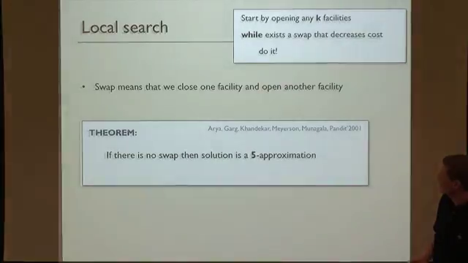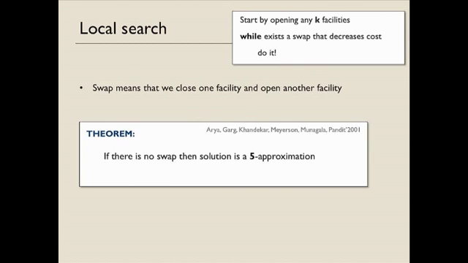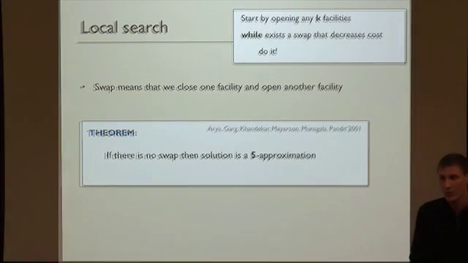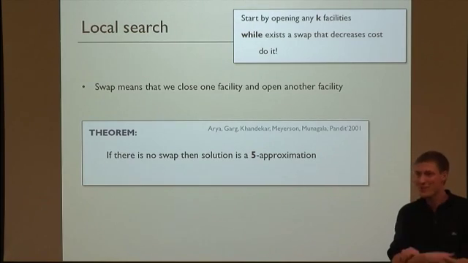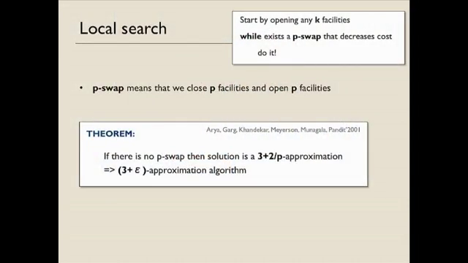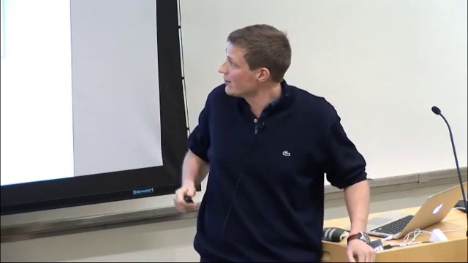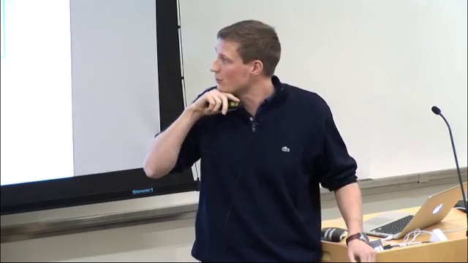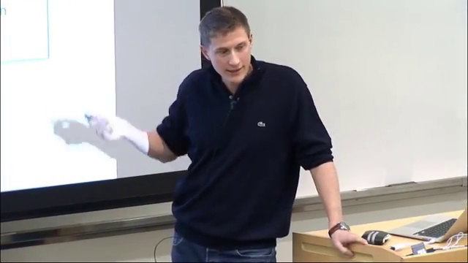And this actually gives you a 5-approximation algorithm. This was proved by Arya et al. in 2001. Now if you have a swap, the next thing you would do is look at p-swaps. So instead of just closing 1, you would close p and open p, and so on. And this gives you a 3 + 2 over p approximation. If you let p be sufficiently big, it's a 3 + epsilon approximation. This is the best that we have. I know there are examples where it doesn't get better than this, so this is a tight analysis. Maybe you can come up with some smarter swaps, but if you just do these swaps, then it's tight.